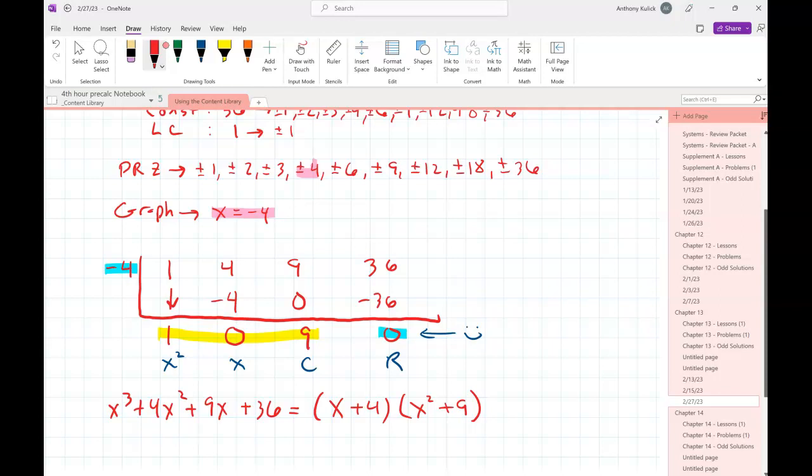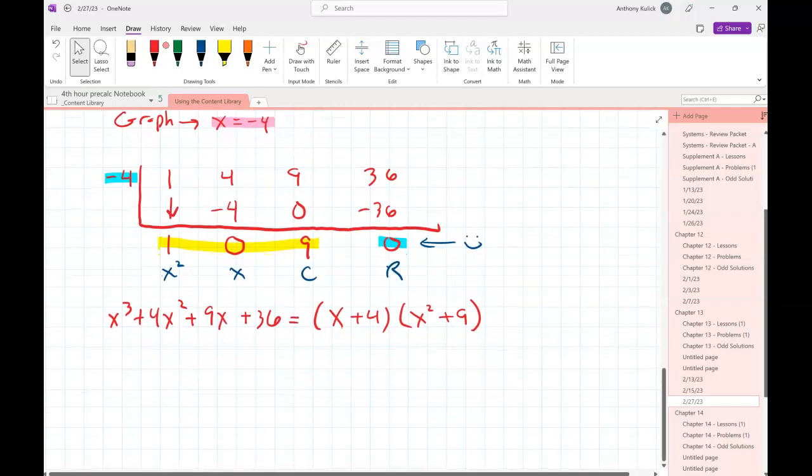I didn't write 0x there because, well, it's 0x, right? I just wrote x squared plus 9. If you want to write 0x there, it's not wrong. I'm just not going to do it. Everybody's cool? So now, remember that this is all equal to 0 still.